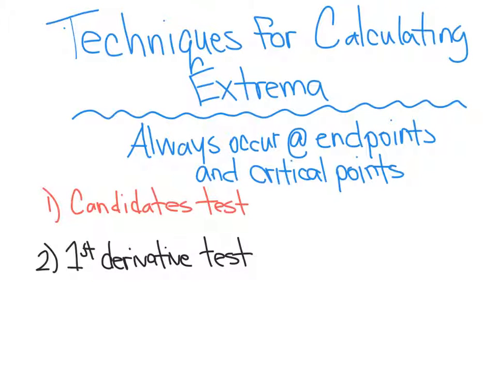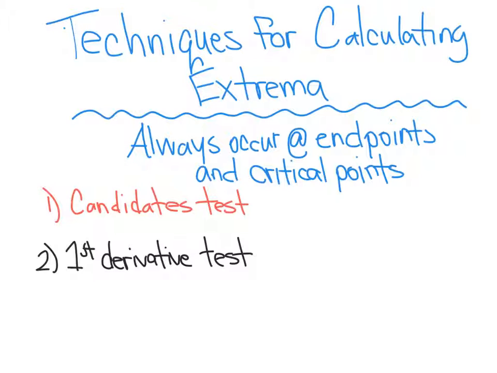Today we're going to look at the second derivative test as a means for calculating an extrema. Now let's review what we've learned thus far. We have learned thus far that extrema will always occur at either endpoints or critical points. Now they could also occur at an endpoint and a critical point, but this is where extrema always occur. And we've learned how to find the extrema values by two methods thus far.